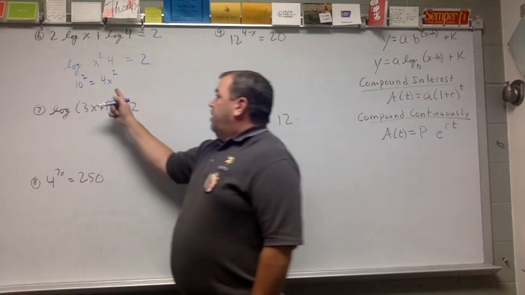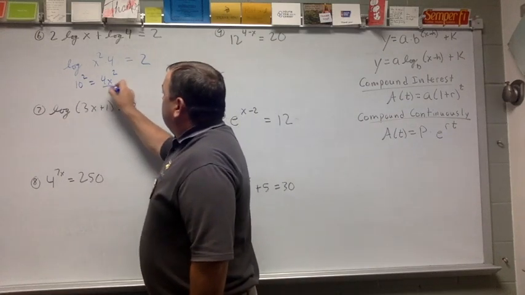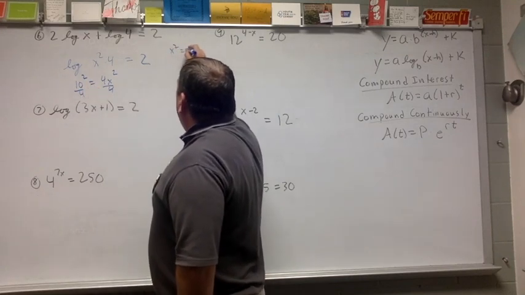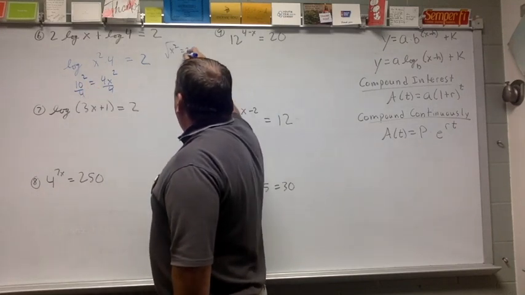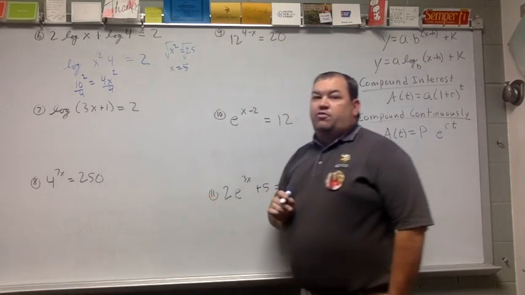Now I can solve this. I can divide by 4 on both sides, and then I can square root both sides. So I divide by 4, and I get x squared equals 25. And when I square root that, I get positive 5 for an answer.